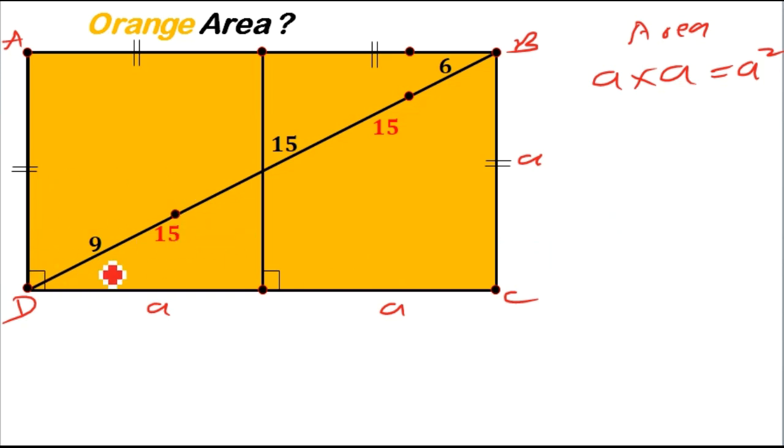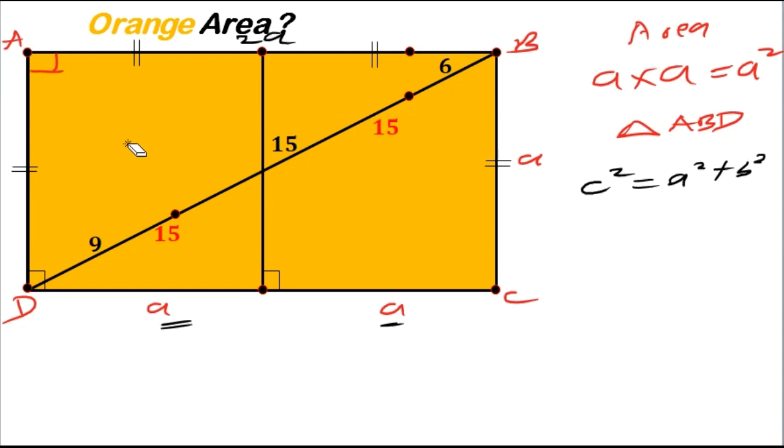Now if you take triangle, for instance, triangle ABD, triangle ABD is a right angle triangle at point A. So you can use Pythagoras theorem. So the whole of that length is 2A, and from here up to here is A, and the length of the diagonal from D to B is 15 plus 15 or 9 plus 15 plus 6, which is 30.